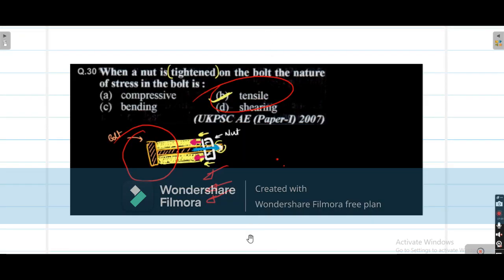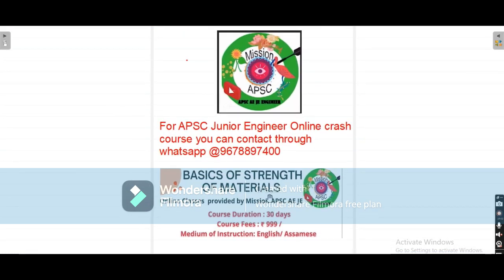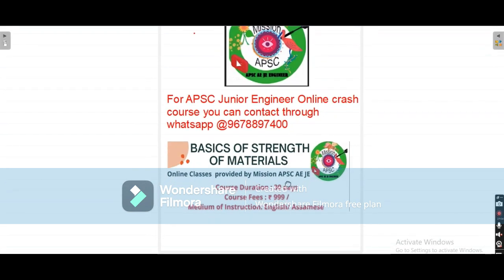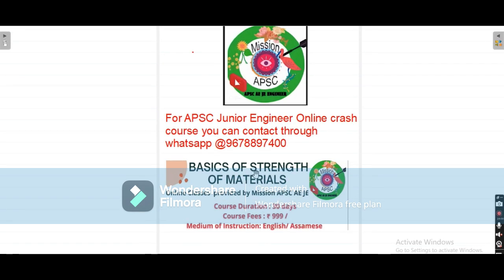So ehekhini asilo strength of materials or some of the MCQ. In the next part we will discuss more number of MCQ regarding strength of materials, which are the level of these MCQs are similar to APSC AE JE exams, assistant engineer, junior engineer exam t eke dhoronor questions ahe.